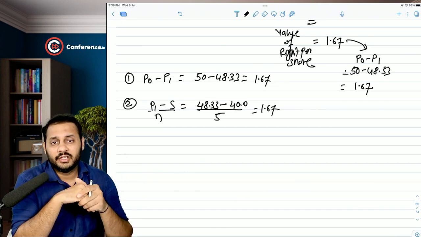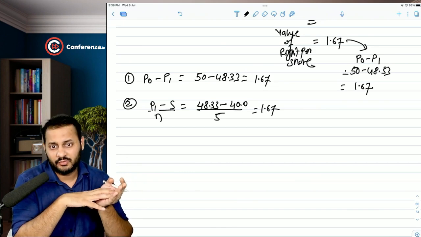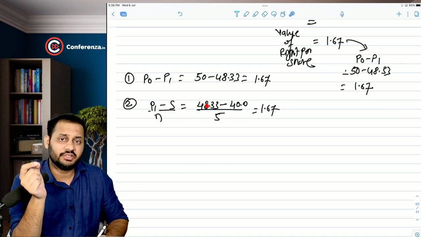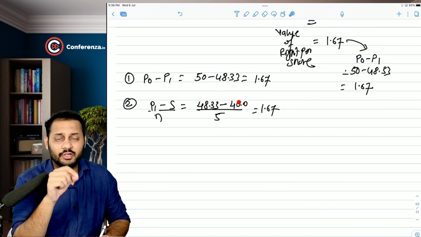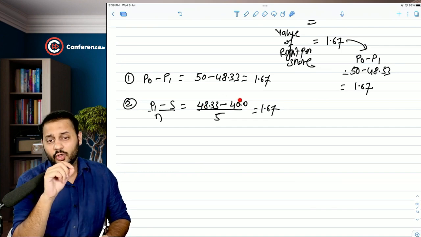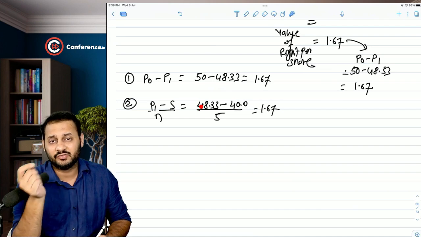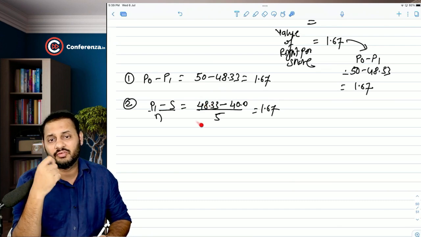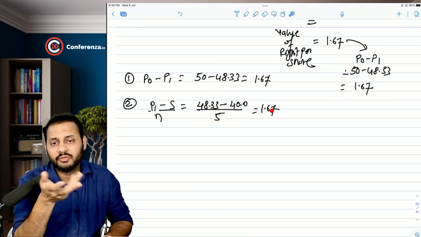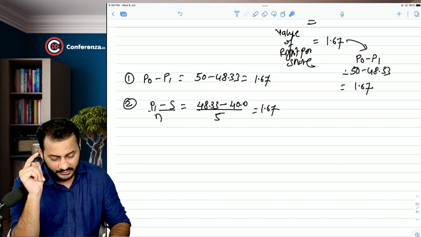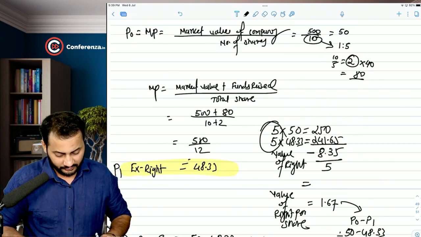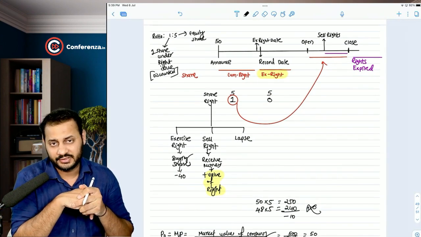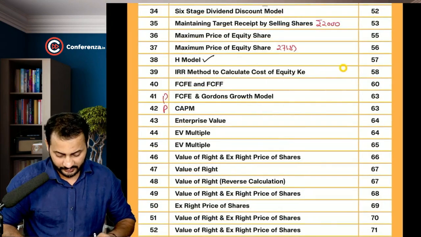What was P1? 48.33, the ex-right price. And what is 40? The subscription price. What does that mean? When the market price of the share is 48.33, you are able to buy the shares at 40. That means whosoever is buying at this price is suffering a loss of 8.33 on 5 shares. So 1.67 ultimately it is going to be the same. So this is it. We are going to take some questions and I think we will be able to practice the formulas with this.